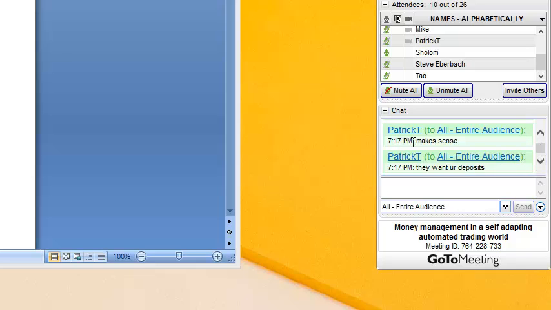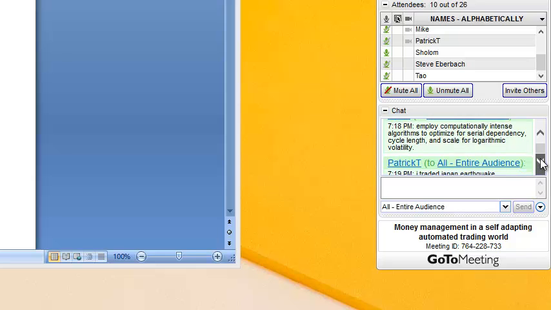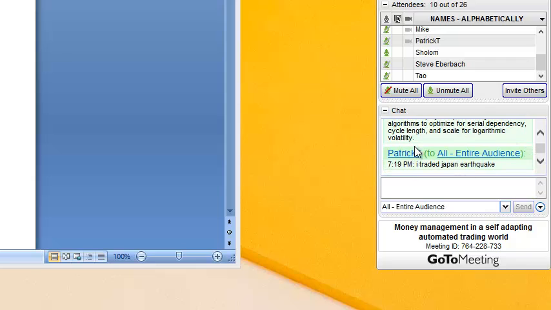So Patrick says, just so people view this, that what I referred to on the broker side makes sense. They want your deposits. Jeff said, employ computationally intense algorithms to optimize serial dependency, cycle length, and scale for logarithmic volatility. And Patrick says he traded the Japan earthquake. Patrick, were you on the right side or the wrong side of that trade? Want to type it up, Patrick?